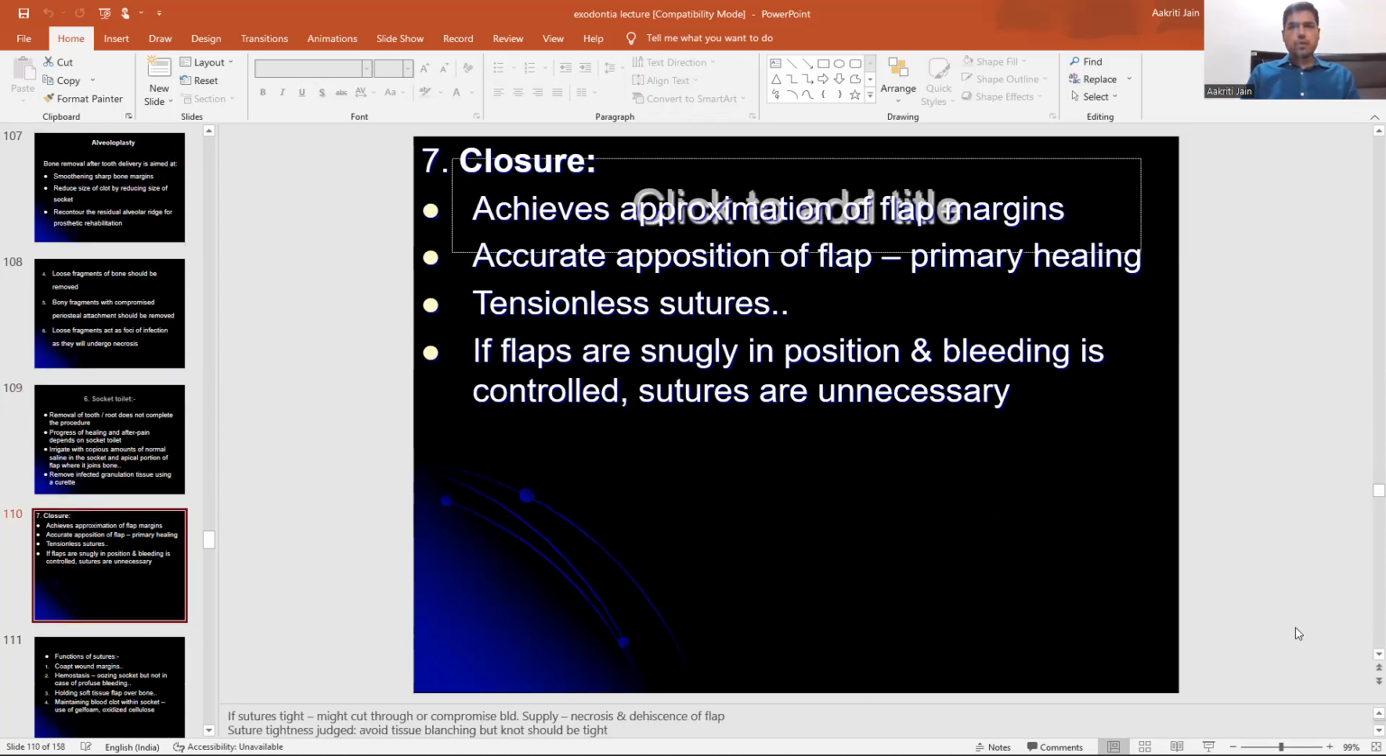Seventh is closure. This is achieved by approximation of the flap margins. Accurate positioning of the flap is important for primary healing, and tensionless sutures are important. If flaps are snugly in position and bleeding is controlled, sutures are unnecessary.